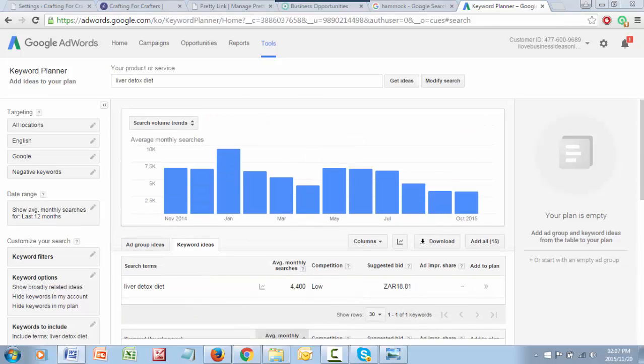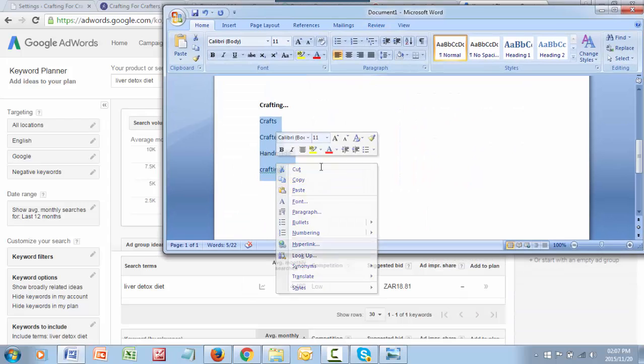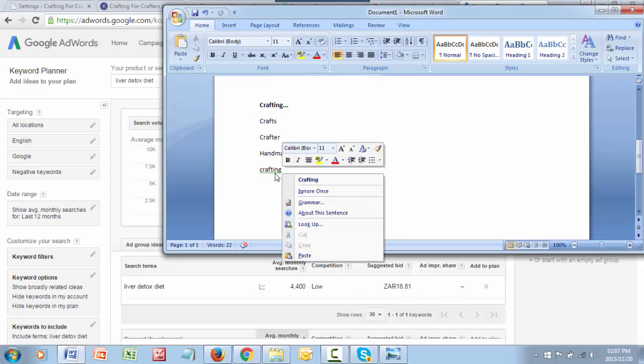Let's go and look at the third one that I did, which was crafts and crafting. I've popped in, sorry, let me bring it across to here. I've popped in handmade. Why doesn't it like my spelling of crafting?